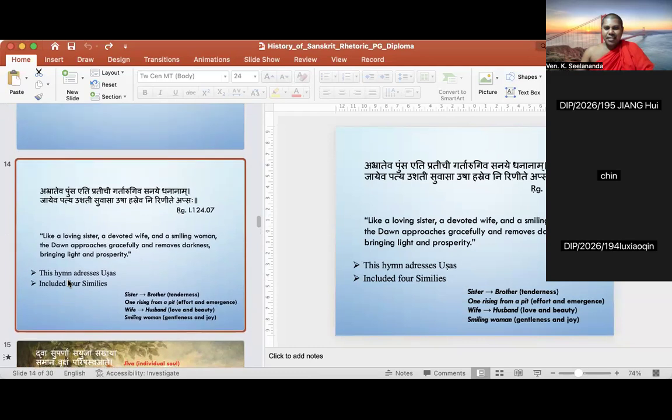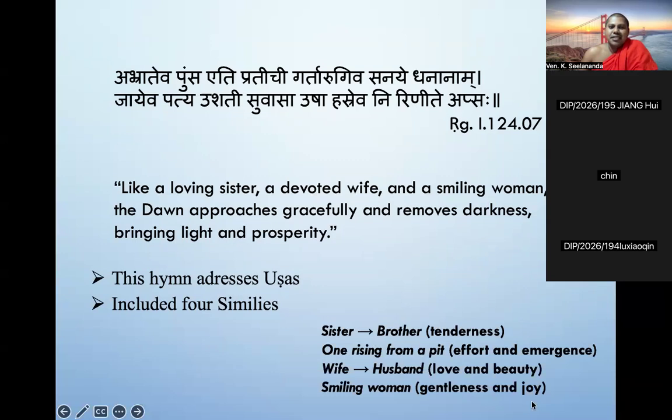Can you provide some meaning? You say this verse, no? You want to read it again? Yes, can you read the verses? This verse is Abrateva Punsa Eti Prachiti, like this, no? Abrateva Punsa Eti Prachiti Garta Rugiva Sane Dananam Jayeva Patya Ushati Suasa Usha Hasreva Ni Rinite Apsa.